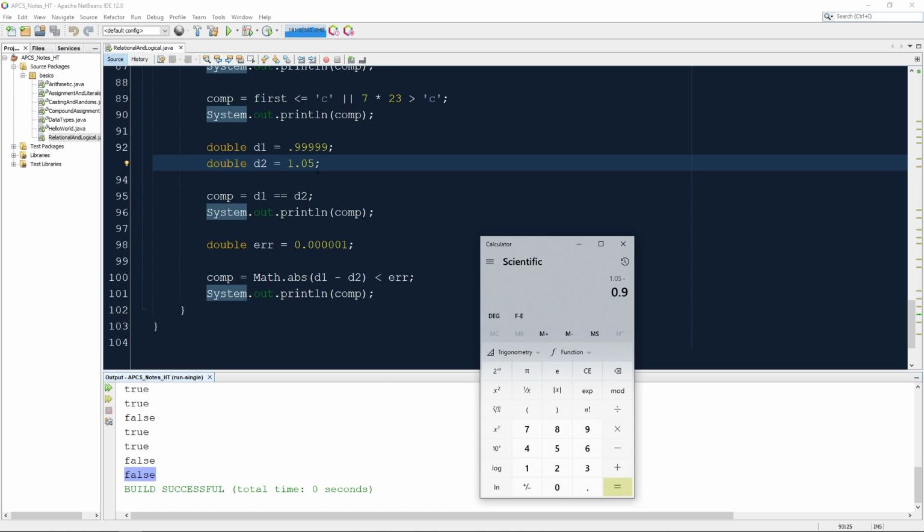So 0.9, so 5 9s, is 0.00001. That is not smaller than our error. Our error is 1 millionth. This is basically 5 hundredths, or 0.05001. What hundredths, thousandths, 100,000ths of a difference, and that means that they're not equal to each other.